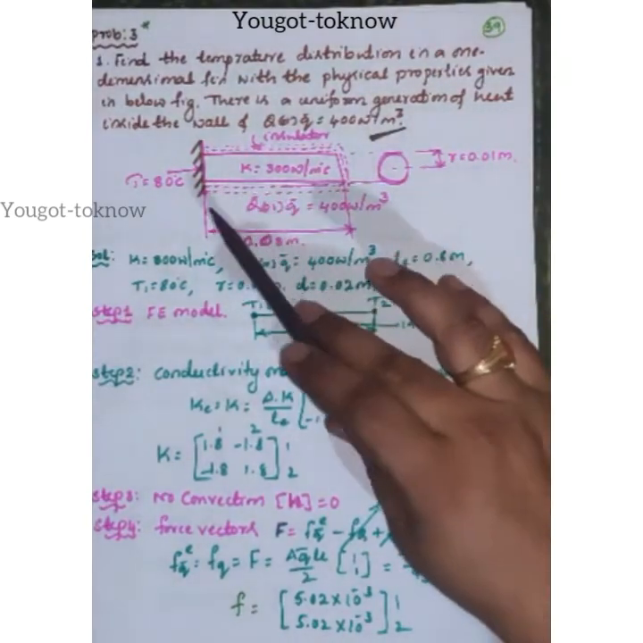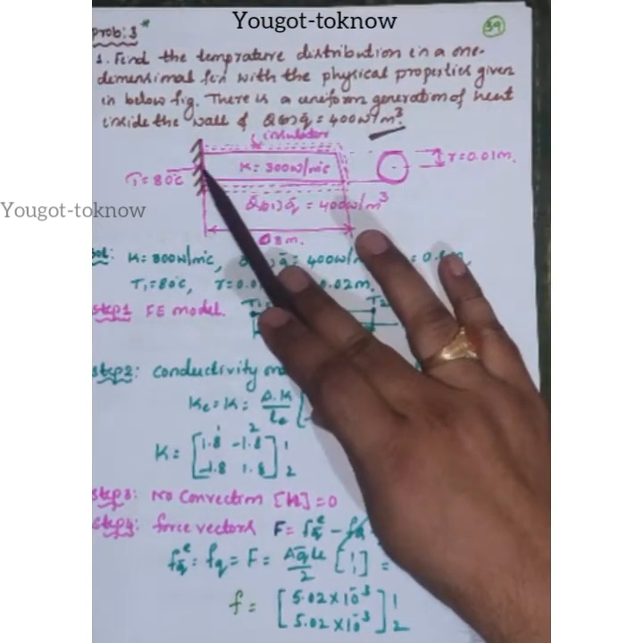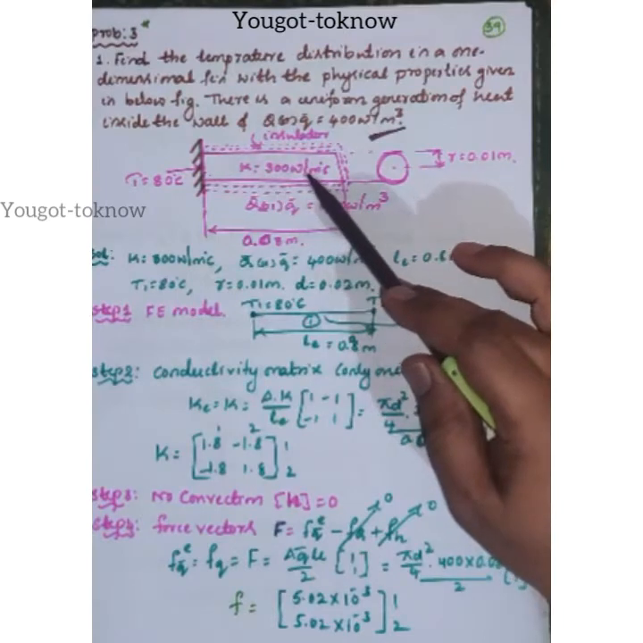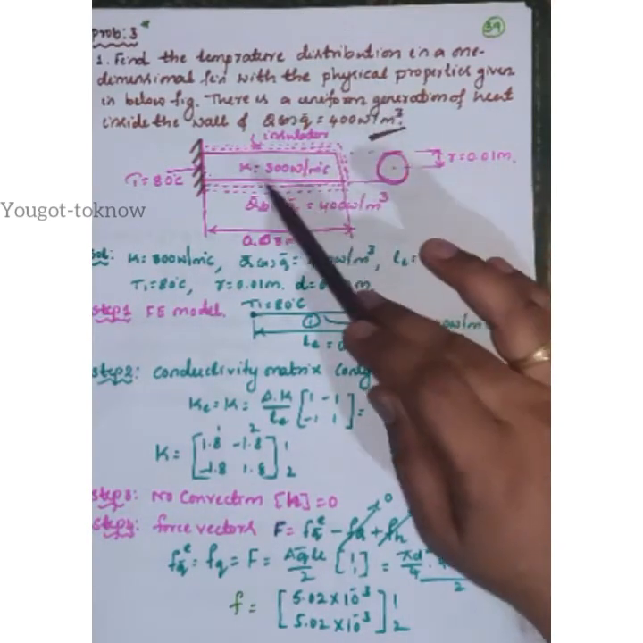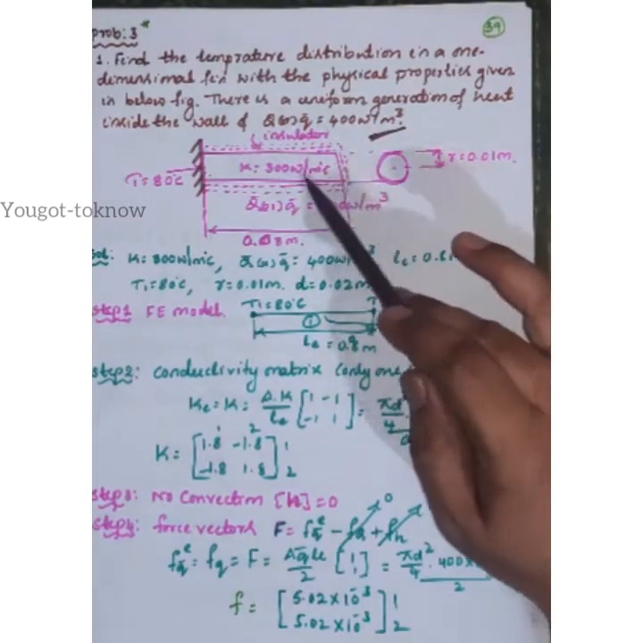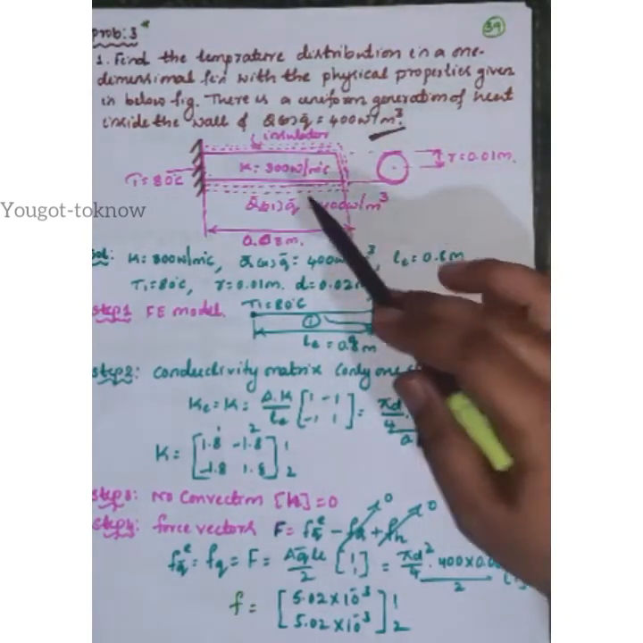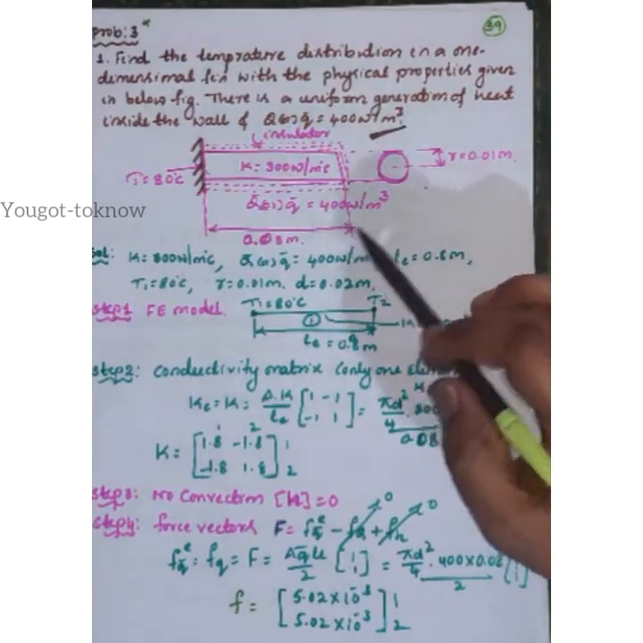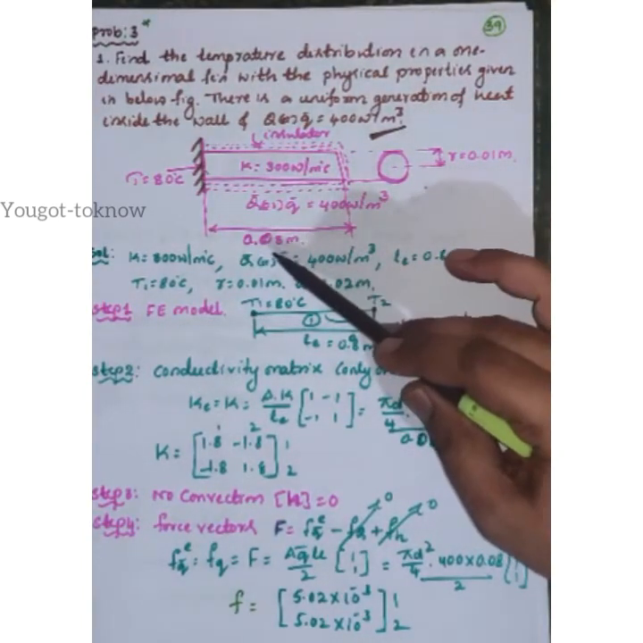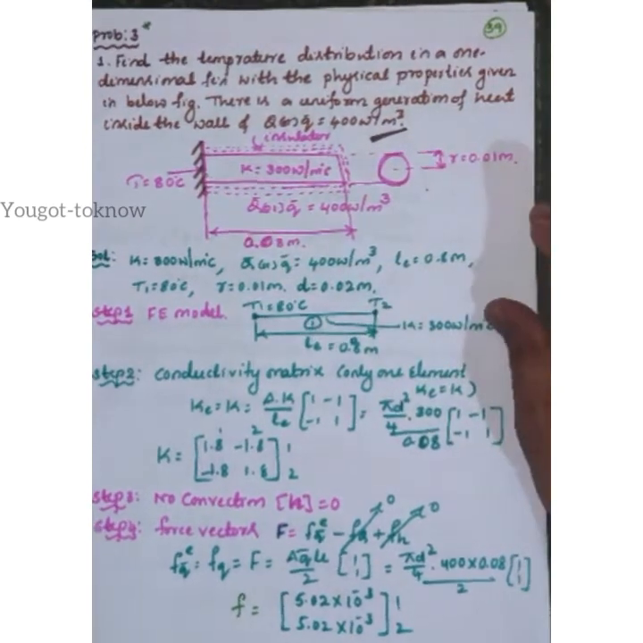Now this is what the problem gives. 80 degrees Celsius temperature is given at this wall. K equals 300 watt per meter degree Celsius. Then it is told that it is insulated. Insulated means there is no heat flux, heat flux will be equal to 0. Radius is given, that is 0.01 meter. Then the length is given, that is 0.08 meter.